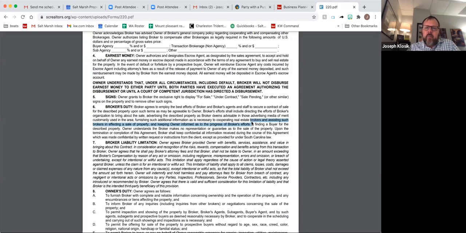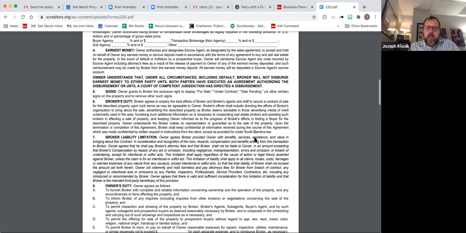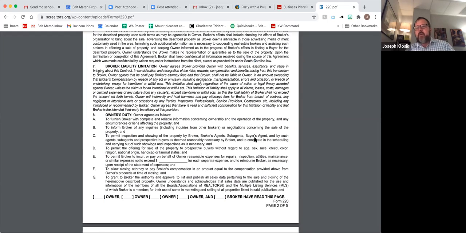Owner understands the broker makes no representation or guarantee as to the sale of their property. Upon the termination or completion of this agreement, broker shall keep confidential all information received during the course of this agreement. So again, this is kind of what I'm here to do. This is stating what I'm going to do for you from a legal standpoint.